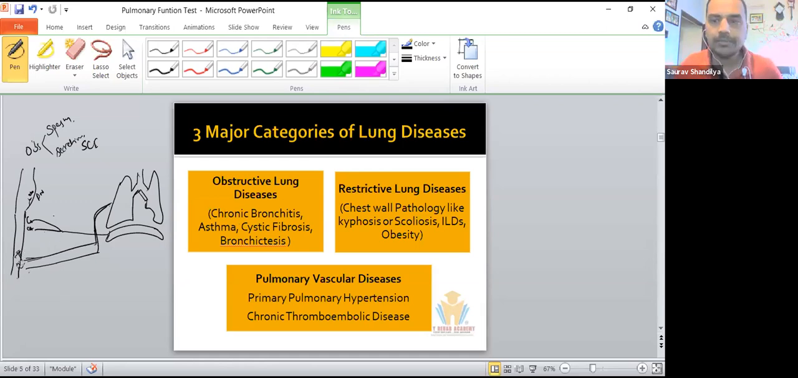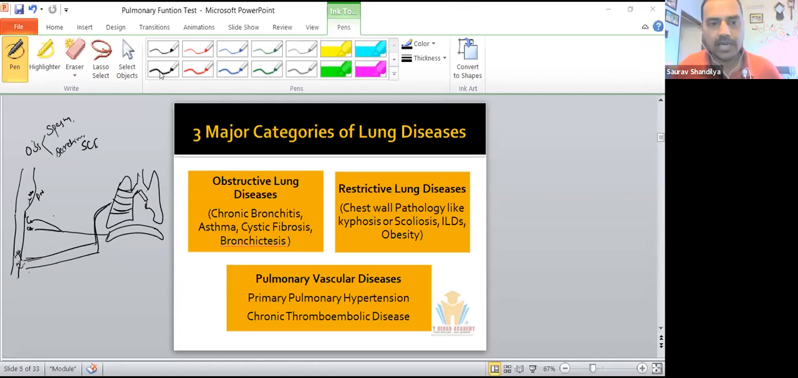Now, T1 to T3, if somebody has, say, for example, an RTA, road traffic accident. So the intercostal muscle that was working here, because of the lack of ribs working properly, what will happen? The lung expansion, the compliance of that particular part will be reduced, right? So in that case, that can result in restrictive lung disease, right? So this is how restrictive lung disease also takes place.